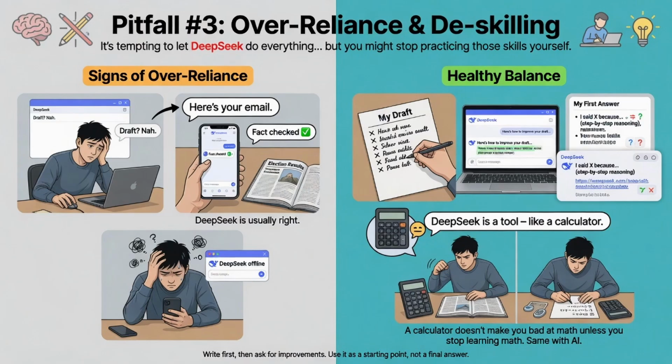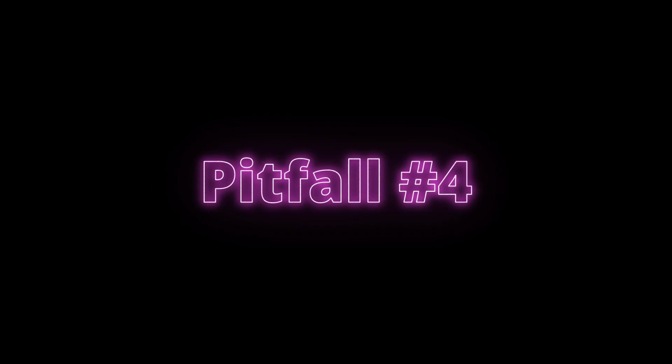Healthy balance. Use DeepSeek as a starting point, not a final answer. Write first, then ask for improvements, especially for writing. For learning, ask DeepSeek to explain why it gave an answer, not just the answer. DeepSeek is a tool, like a calculator. A calculator doesn't make you bad at math unless you stop learning math. Same with AI.